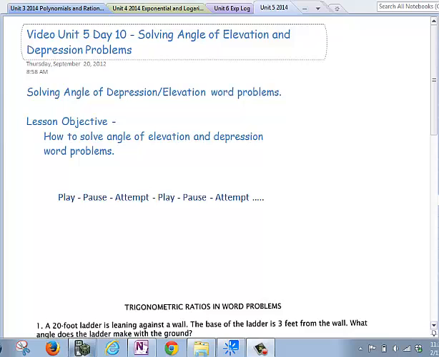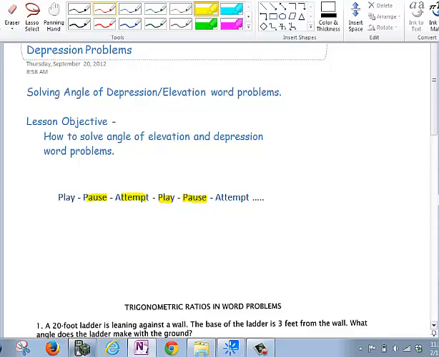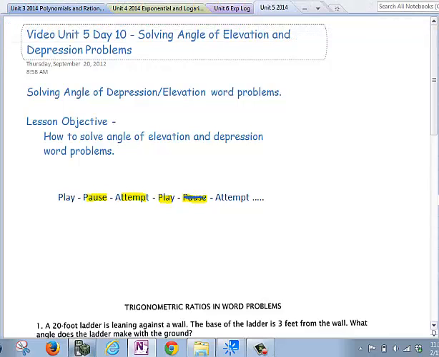First, you're going to play this video, which you're doing right now, and I'm going to ask you to pause it. Then I'm going to have you attempt the problem, and then we want you to play it again and check the solution, and then get to the next point where you are pausing it to try the next part, and so on and so forth. So there's kind of a cycle to this. Hopefully, it helps you in understanding how to approach these problems and set them up.